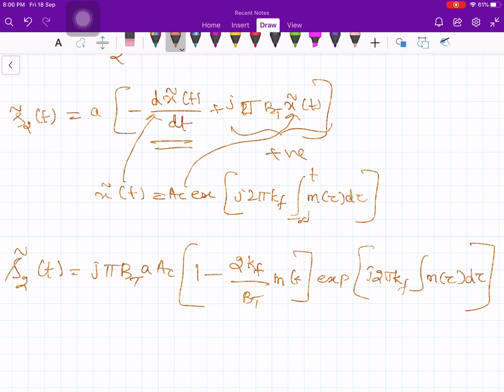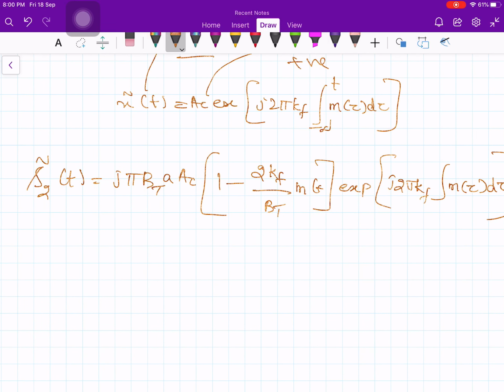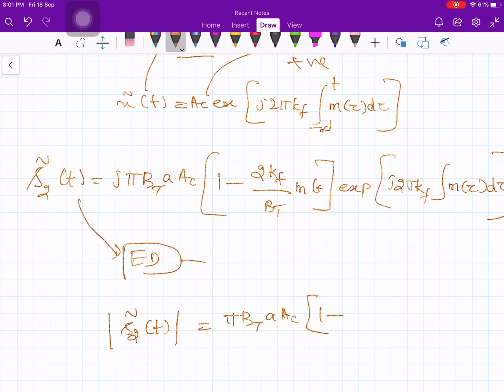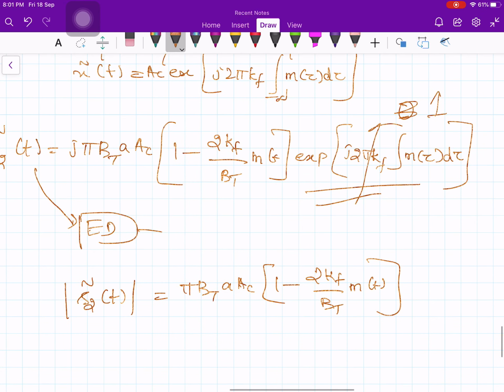Now you take the magnitude because we need the envelope. Because this guy is given to the envelope detector, the output of the envelope detector is your magnitude. Therefore, s2 tilde of t, you take magnitude, then this becomes pi bt small a capital AC multiplied by 1 minus 2 kf divided by b suffix t times m of t. If you take magnitude, this exponent part will go away, will become 1. Okay, so this is my s2 tilde of t.